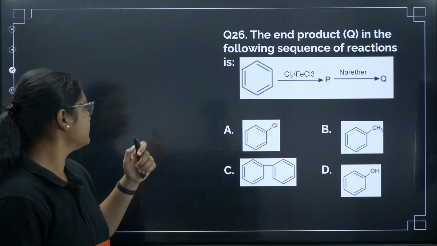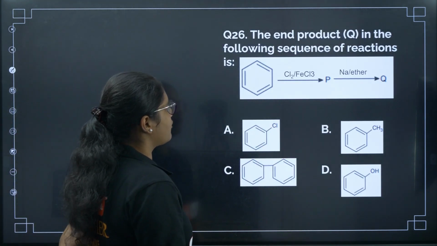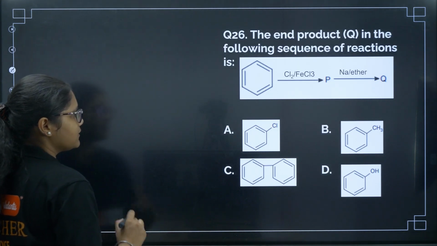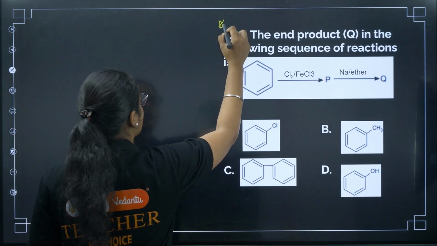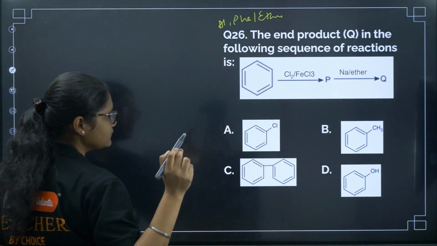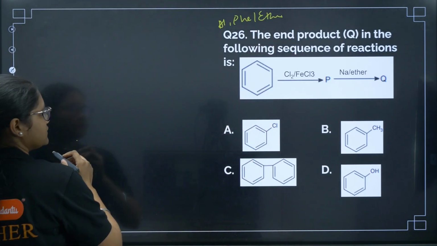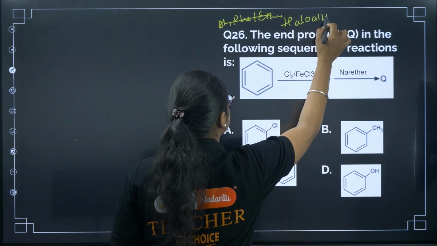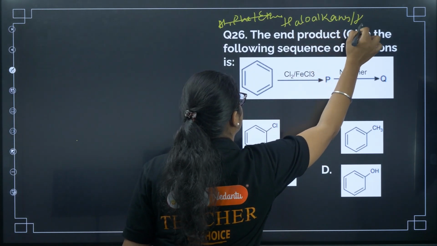Okay, very easy question. Next one, the end product in the following sequence of reaction is. Okay, so this question is again a very easy one. So this is from the alcohols, phenols and ethers chapter. Okay, so sorry, this one is from your haloalkanes chapter. Yeah, haloalkanes, reactions of haloalkanes and haloarenes.